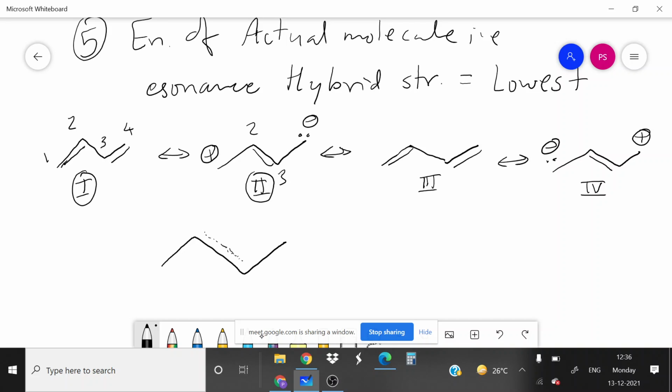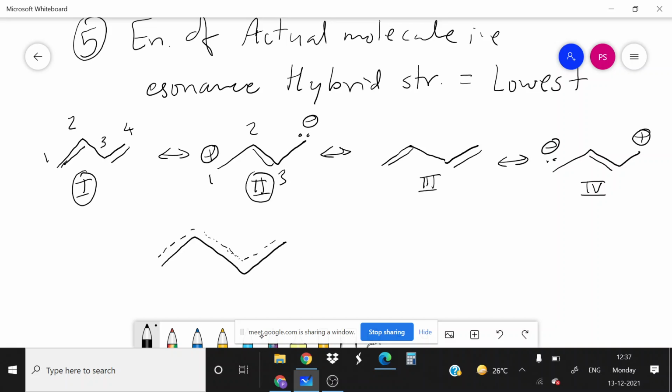This is the hybrid. Similarly, if you look at the first structure and carbon number 1 and 2, focus on carbon number 1 and 2. A double bond is present in the first structure, a single bond is present in the second structure, a double bond is present in the third structure, and a single bond is present in the fourth structure. So the bond lies in between single and double, neither a single bond nor a double bond. Similarly for carbon number third and fourth.